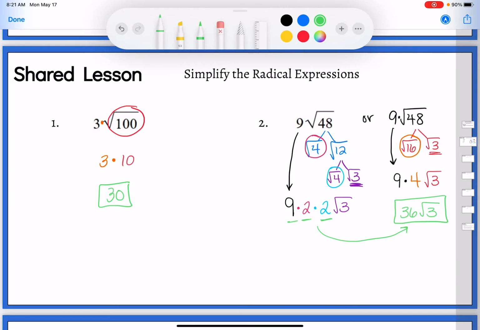So I end up with the same answer, but finding that biggest perfect square possible is definitely easier. It saves you time and it's much less confusing. So really look for those biggest perfect square factors that you can.